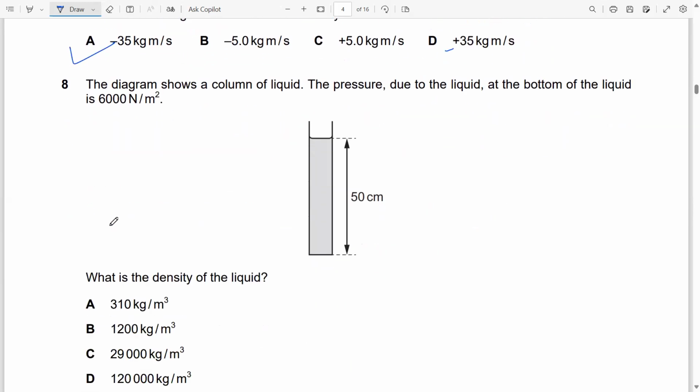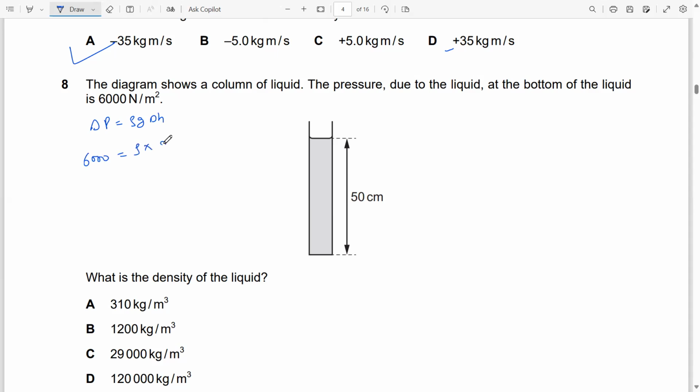Eighth question, the diagram shows a column of liquid. The pressure due to liquid at the bottom of the liquid is 6,000 Newton per meter square. What is the density? Now we know that pressure due to liquid is given as delta P is equal to rho g delta h. So the pressure is given, 6,000. Rho, density, you have to calculate, let it be rho only.